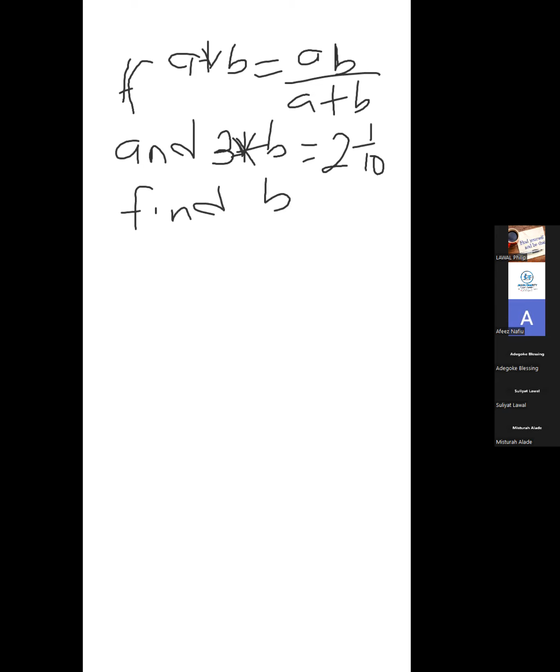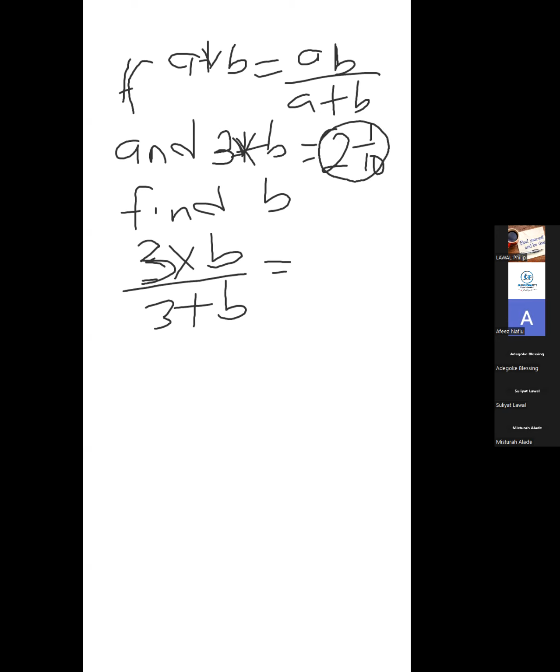This is not the usual binary operation you know. Normally, what you are supposed to do is to input the value, but they've deliberately removed one value and they want you to look for that value. This is the level the exam will be asking questions. So our A is 3 and our B is unknown. So I can do 3 times B all over 3 plus B is equal to this fraction.